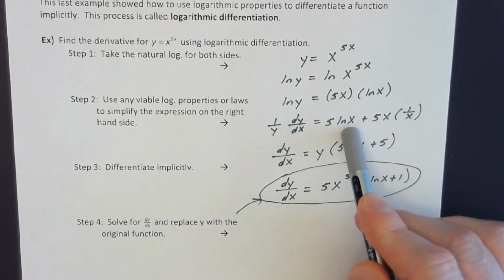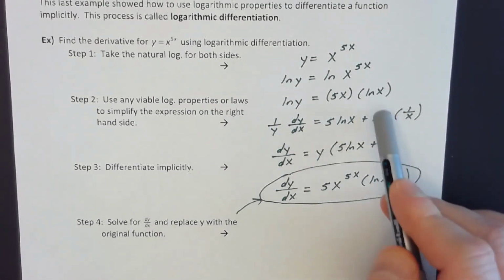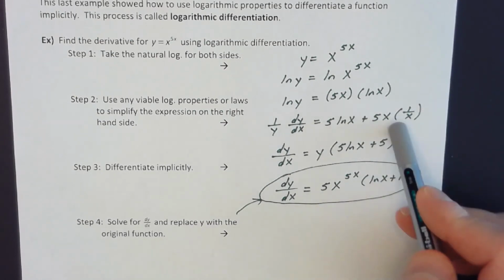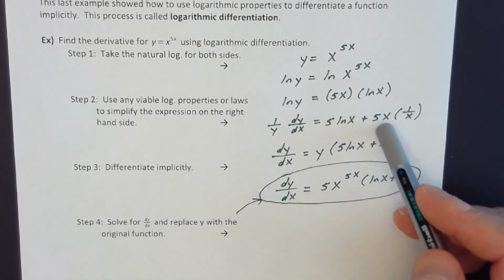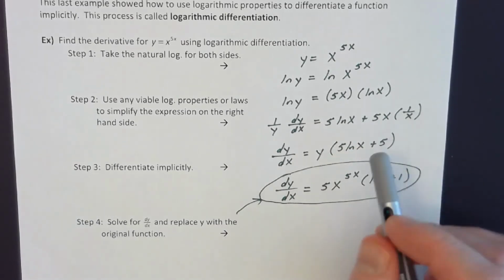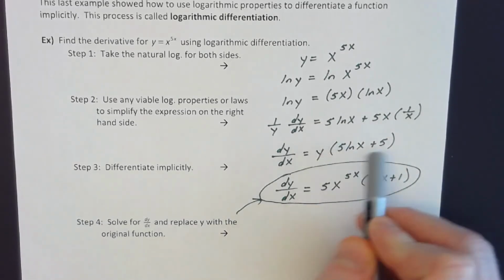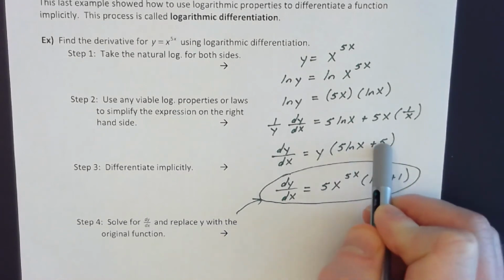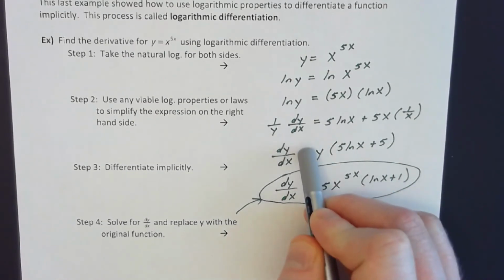It'd just be 5 natural log of x plus 5, because this x and 1 over x combine to just be a factor of 5 times 1. So I get the 5. Now from this step to the next, what I did is I said, well, now I have a common factor of 5 inside of that group. I'll pull that out front.